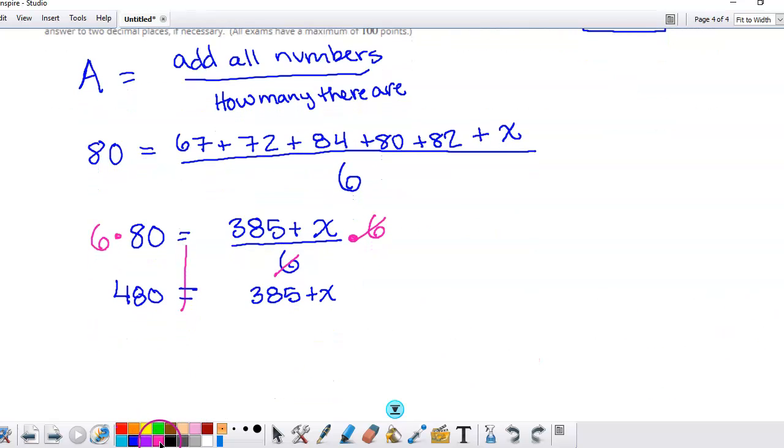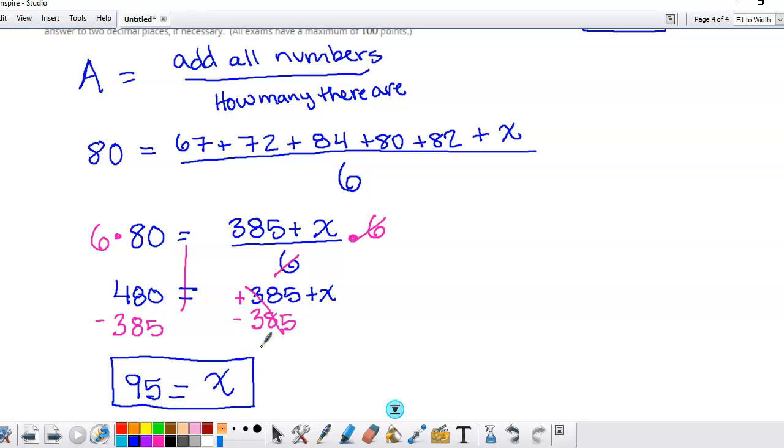X is almost completely by itself. I need to get rid of 385. I'm looking at the signs. This plus belongs to the x. I want to know what 385 has. If I don't see it, it is a plus. So the opposite of plus is minus. If I subtract 385 from one side of the equal sign, I must subtract 385 from the other. And I am there. I've got x is 95. So Jenny needs to make a 95 on her last test in order to earn an 80 average in the course.